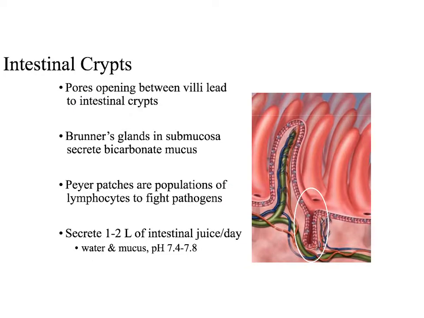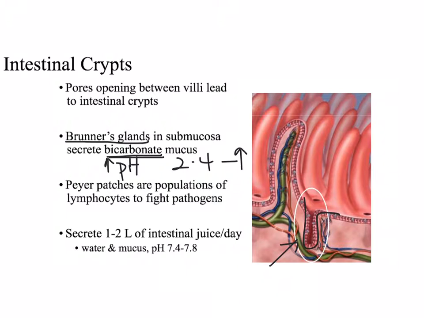Now, intestinal crypts are pores that are between the villi. So these are intestinal crypts. And in them, we have these glands that are called Brunner's glands. They secrete bicarbonate, so the idea is they're going to increase pH. Remember, the pH from the stomach is 2 to 4, so we want it to go up. We don't want it to be that low when it's in the small intestines.